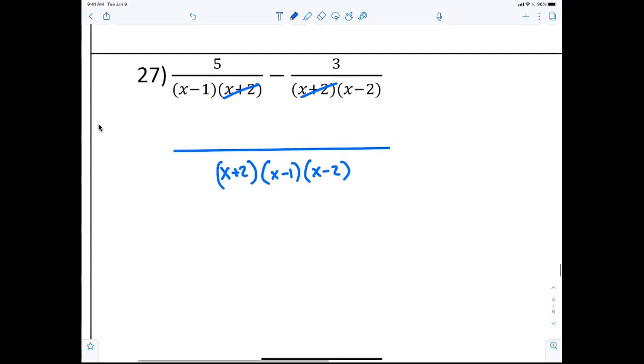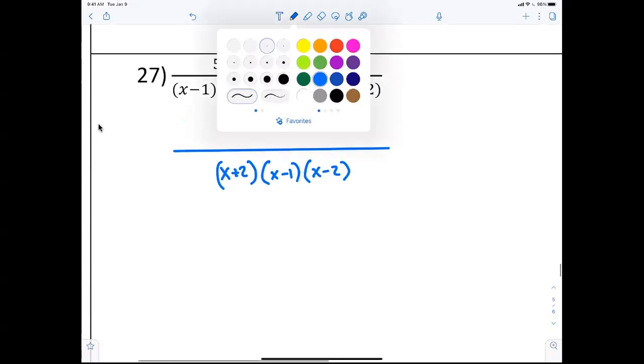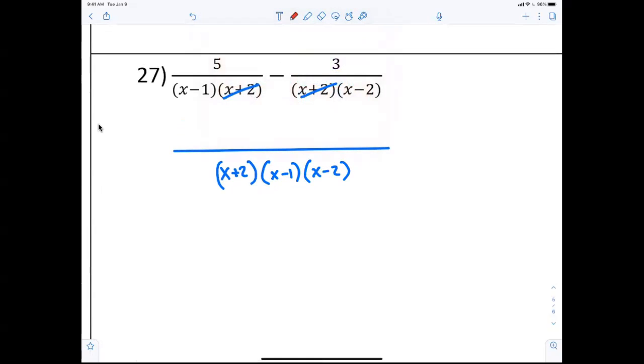So now here's what I was saying. What's missing in the first fraction? x minus 2. So I put right next to that x minus 2. What's missing in the second fraction? x minus 1. So I put an x minus 1. Does everybody agree with me? That's not that hard.